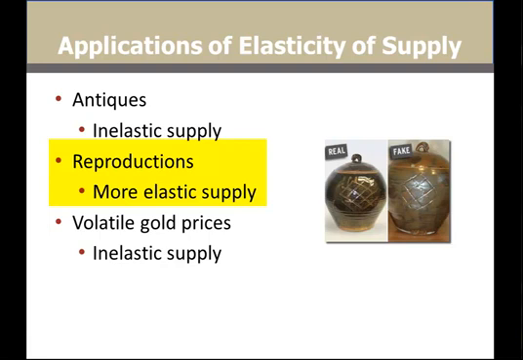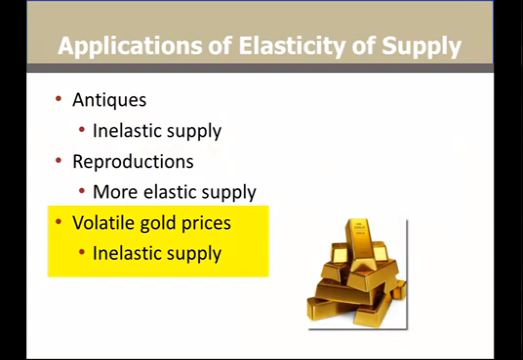Reproductions, on the other hand, like a reproduced antique, have a much more elastic supply. So the prices tend to remain lower even when there is an increase in demand. Now, gold prices are volatile because the supply of gold is highly inelastic. An unstable demand from speculation causes the prices to significantly fluctuate.